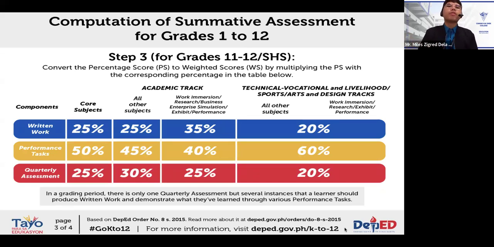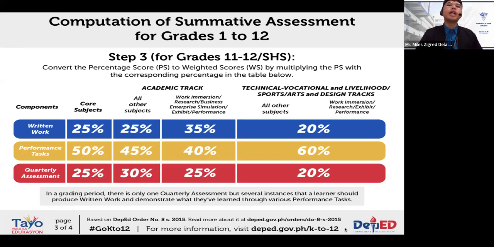For step number 3, for grades 11 and 12, we will convert the percentage score to weighted scores by multiplying the percentage score with the corresponding percentage in the table below. If you can see, on the core subjects, the written work is 25%, performance task 50%, quarterly assessment 25%.